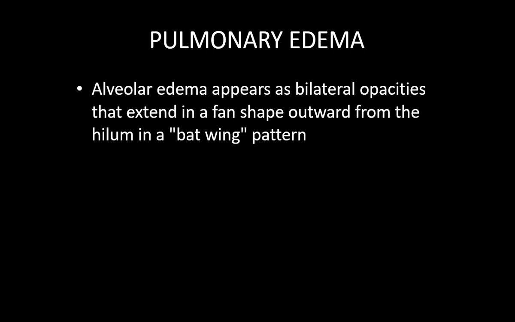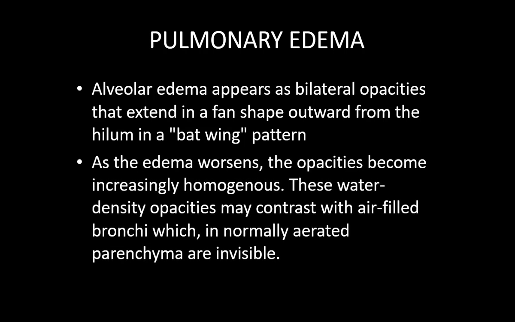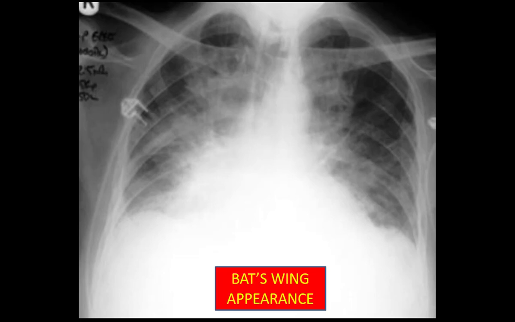Then when pulmonary edema increases, it involves the alveoli also. So in alveolar edema, you see bilateral opacities which extend in a fan shape, and we all know it is called the bat wing appearance. When edema further worsens, the opacities become homogeneous, involving both lungs, and these dense opacities may contrast with the air-filled bronchi, which are normally aerated while the parenchyma is invisible. So this is how a bat wing appearance looks, and it means the patient has alveolar edema.